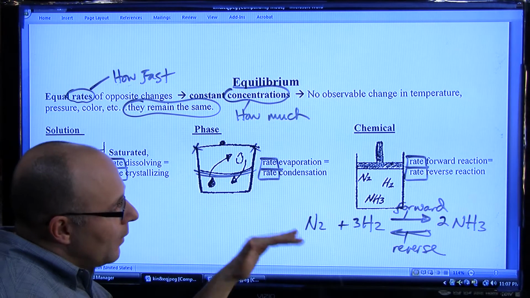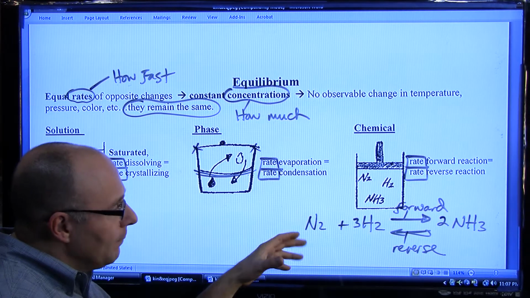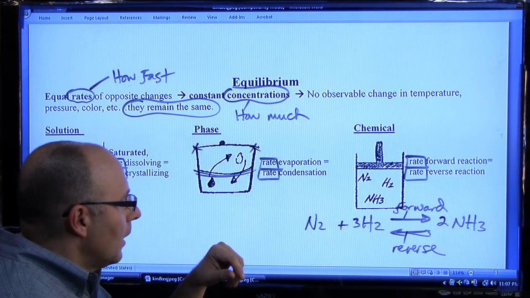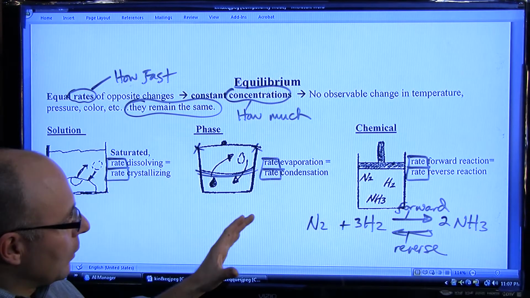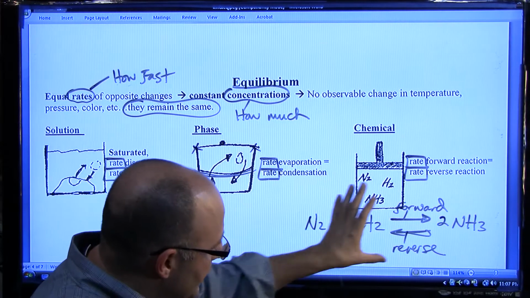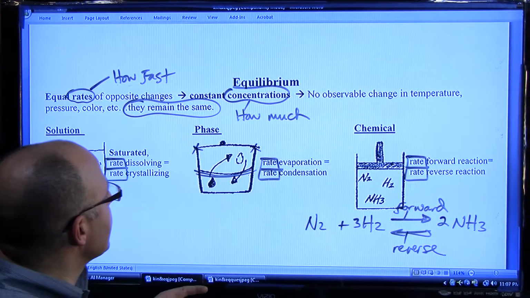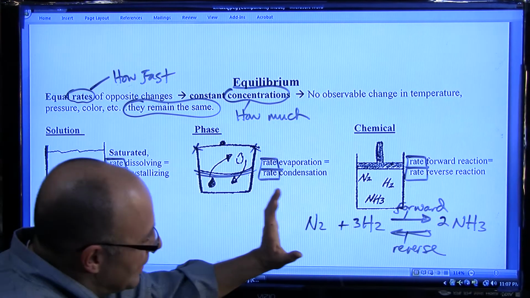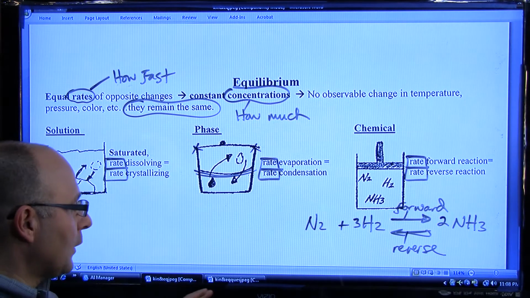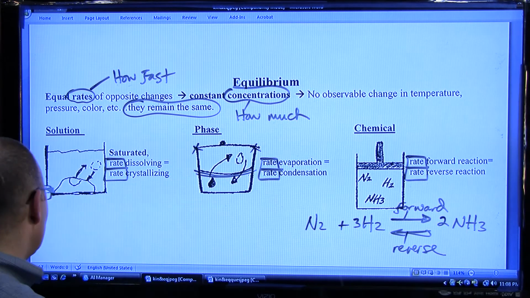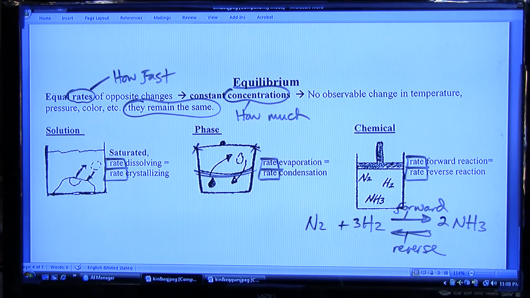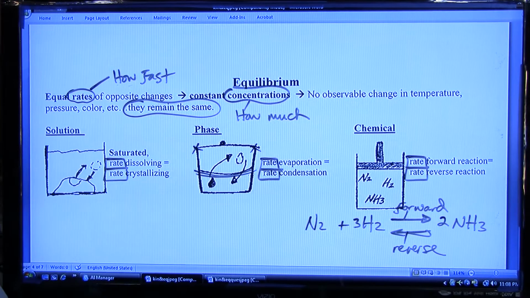Now, when the rates of the forward and the reverse reaction are the same, then what you'll see is the system's going to look dead. I'm not saying that at equilibrium the amounts of reactants and products are the same. What I'm saying is, because the rates are equal in opposite directions, the concentrations will remain the same, not necessarily equal. Okay, so we've come to the bottom of equilibrium, which is the bottom of page 18.